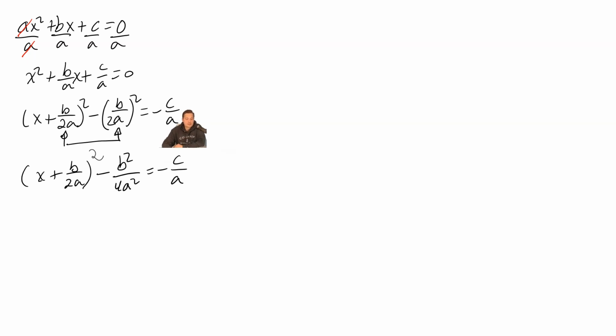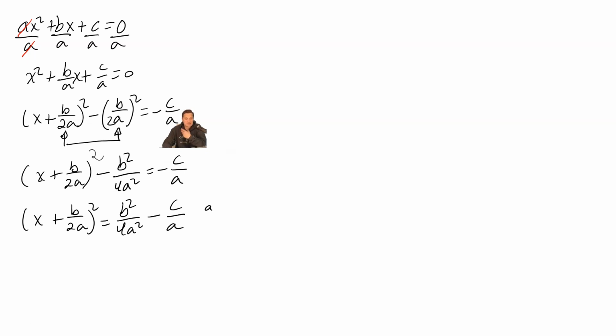Now the next move here, I'm going to take the b squared over 4a squared and move it to the right side. So it's going to give me x plus b over 2a squared. Let's move it to the right side with addition. So it's going to be equal to b squared over 4a squared minus c over a. But notice that I can't combine b squared over 4a squared and c over a because they have different bottoms.